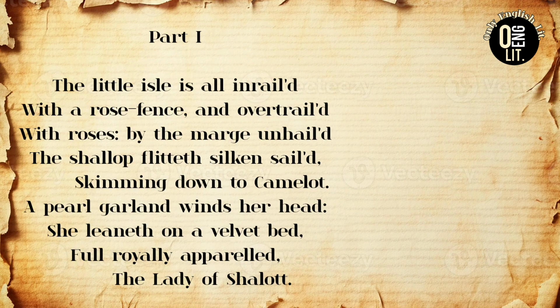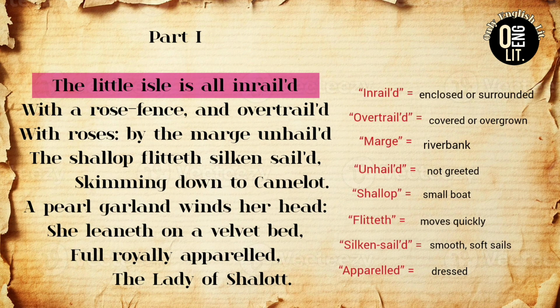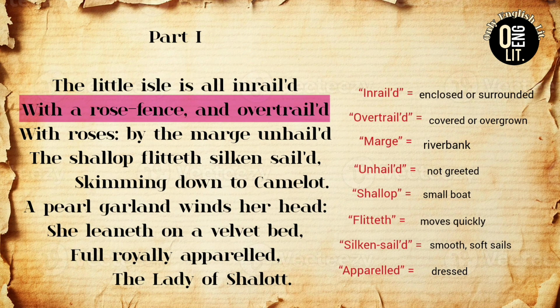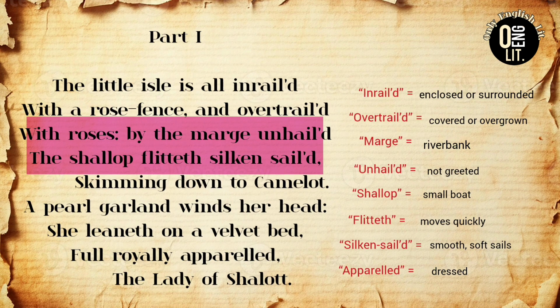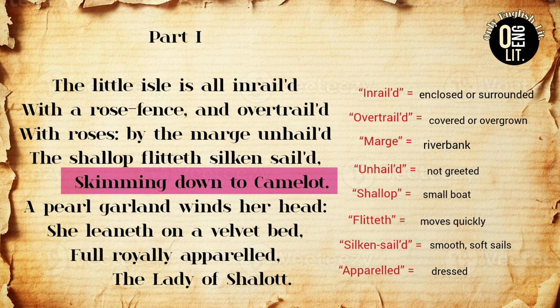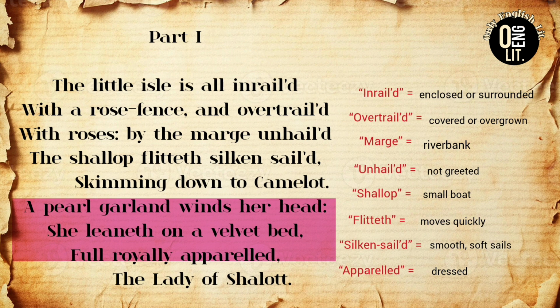The little island is enclosed with an overgrown rose fence or boundary. The boats pass through the stream smoothly towards Camelot without halting near the rose fence where the Lady of Shalott is dressed like a royal queen by wearing a pearl garland on her head, lying on a velvet bedsheet.